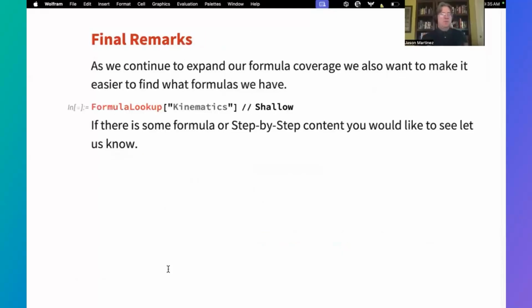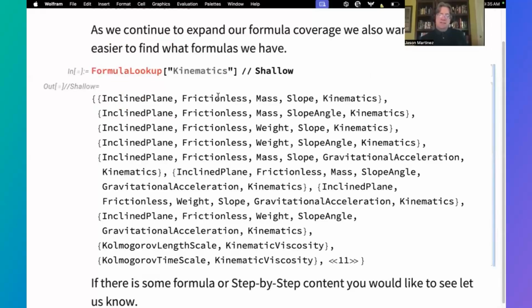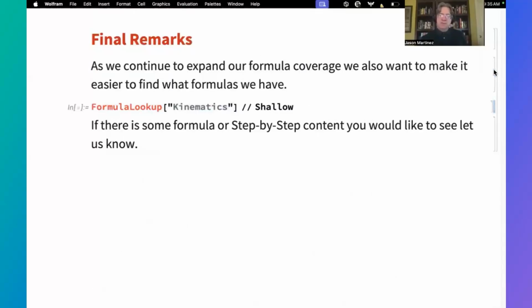And then lastly, as we expand our formula coverage, we also want to make sure it's easier to find formulas. So within the Wolfram Language, you already have access to formula lookup, which not only looks up formulas based on their name, but you can also look up categories as well. And so find all the formulas that lie within kinematics or capacitor and so forth. And we are working on something for Wolfram Alpha. Hopefully you'll be seeing that in the next year, but I can't talk too much more about it.